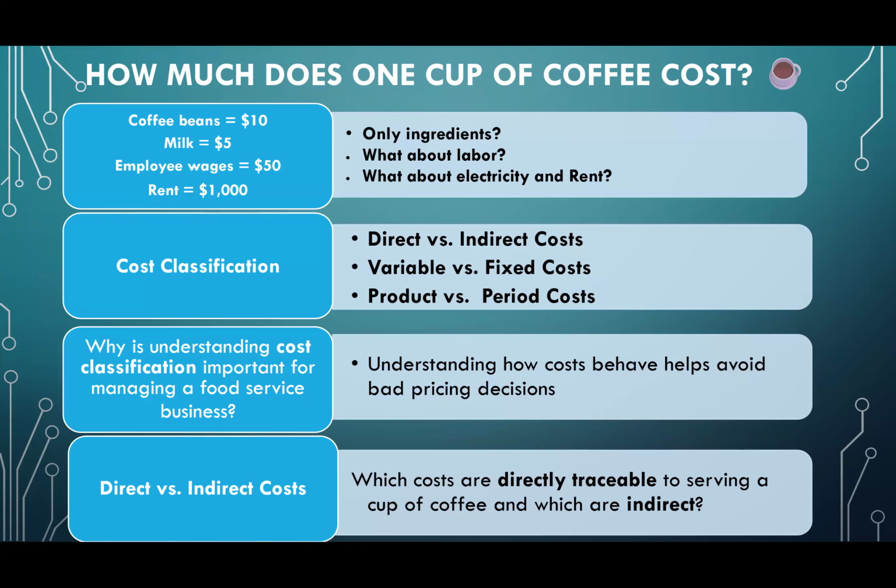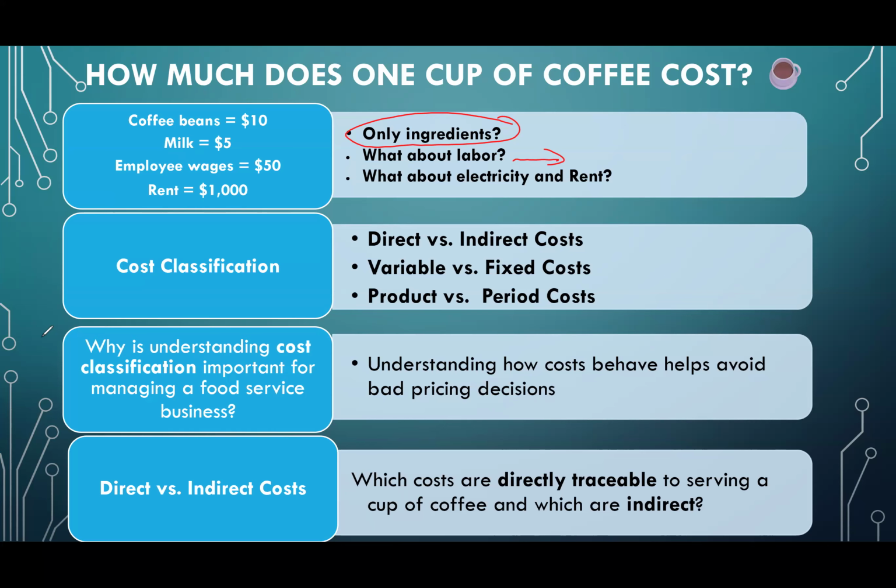So let's look at some of the things that we have here. I'm going to try to activate my pen here. Okay. So this one says, should we take only ingredients, meaning only materials, coffee beans and milk? You know that would not be right because who is going to pay for labor? So employee wages have to be included.